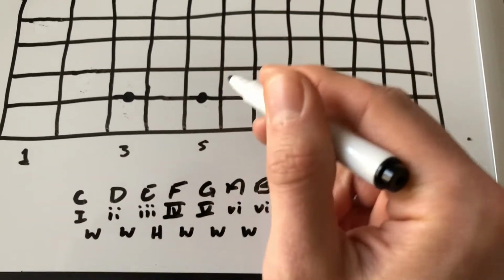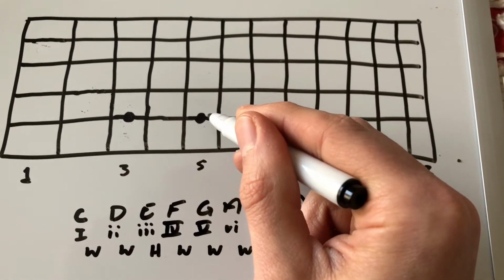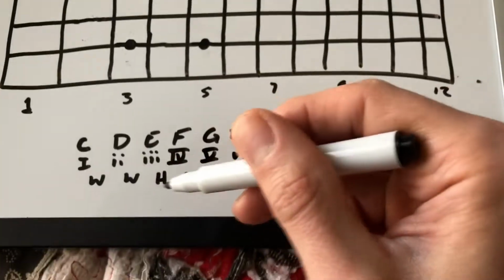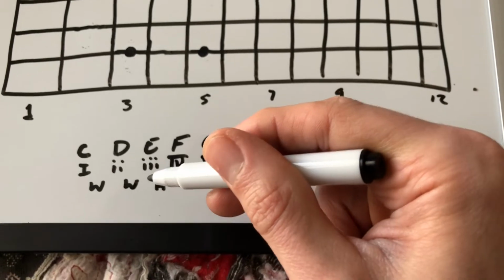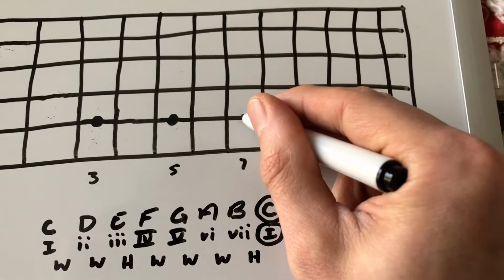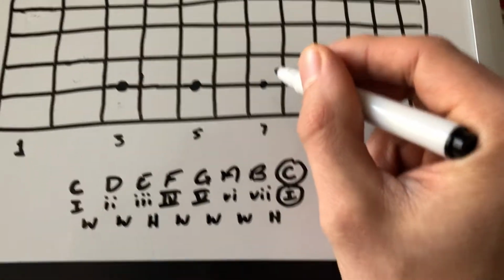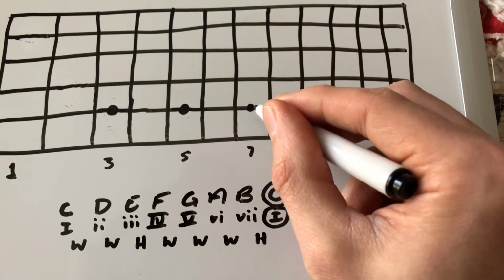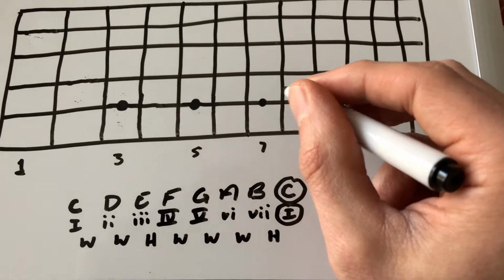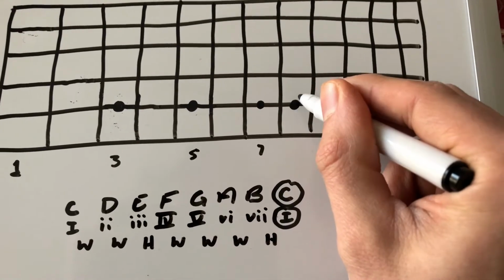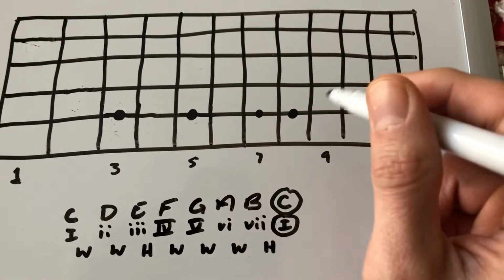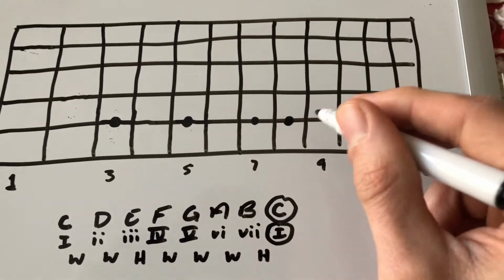Now if we went up 1 whole step, which would be 2 half steps, we'd have a note right here, which is a D note on the 5th fret of the 5th string. Now we go up another whole note, and we have an E note on the 7th fret of the 5th string. We go up 1 half step, and we have an F note on the 8th fret of the 5th string.